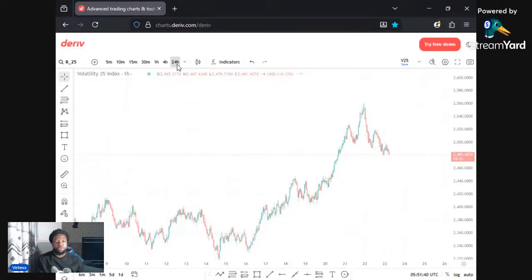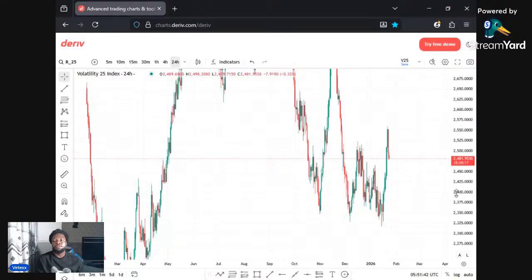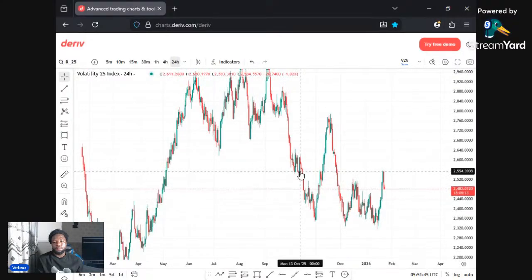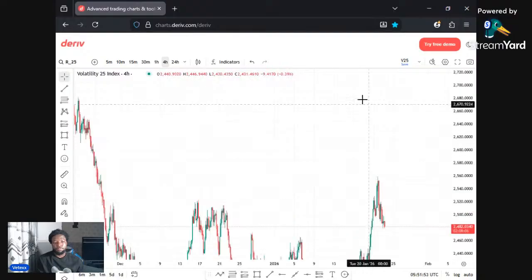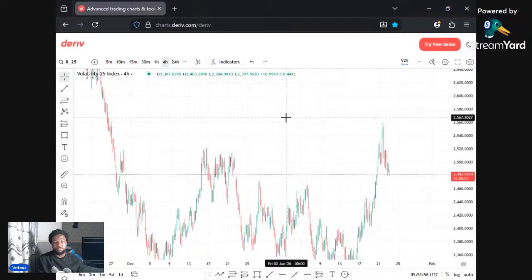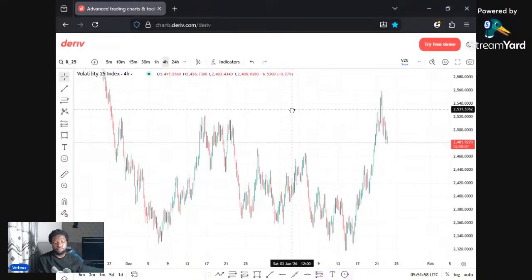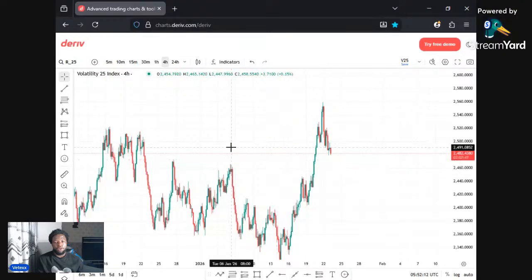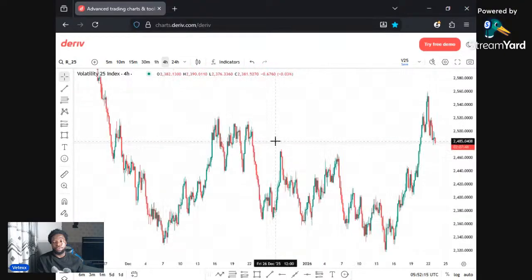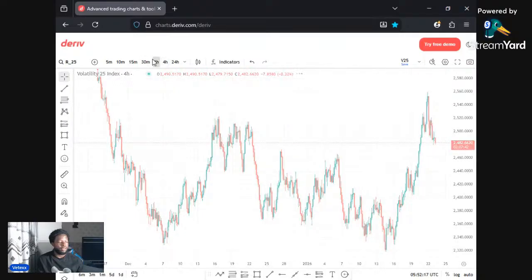On the weekly time frame of the V25 index, the trend is bearish. The trend is bearish on the weekly, and on the 4-hour time frame, let's check out what we have. On the 4-hour time frame, we still don't have anything tangible on V25 1S. Let's check the 1-hour time frame.